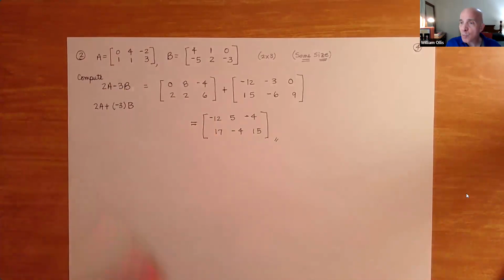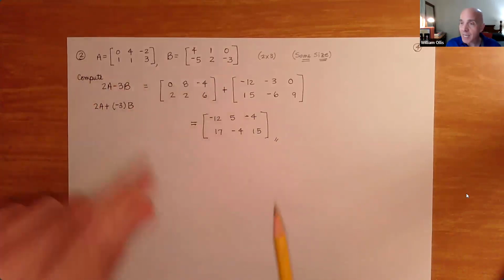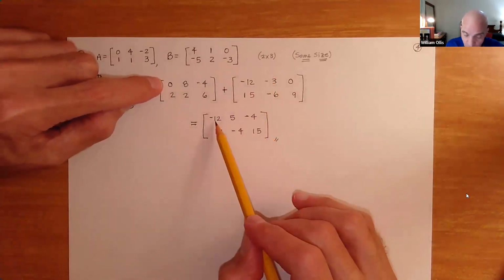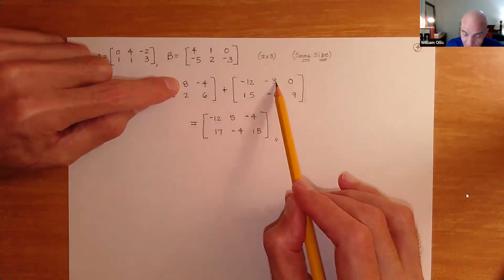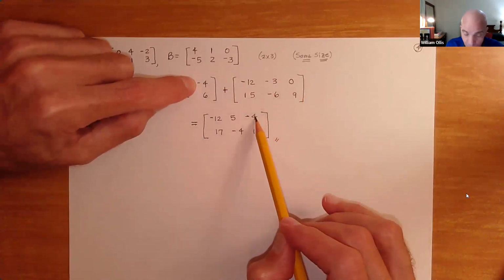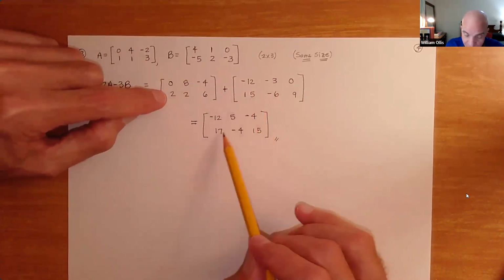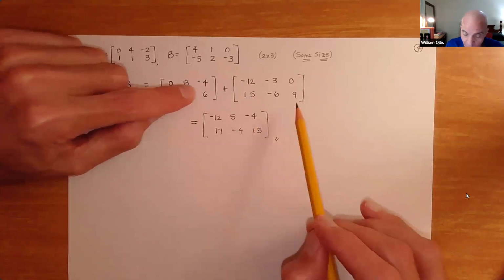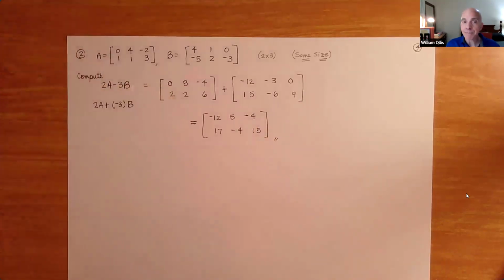So if you do this work ahead of time, it's very simple to subtract the matrices simply by adding the matrix 2A to the matrix negative 3B. When we add corresponding entries, we get negative 12, 8 plus negative 3 is 5, negative 4 plus 0 is negative 4, 2 plus 15 is 17, 2 plus negative 6 is negative 4, and 6 plus 9 is 15. So the process is very, very simple.